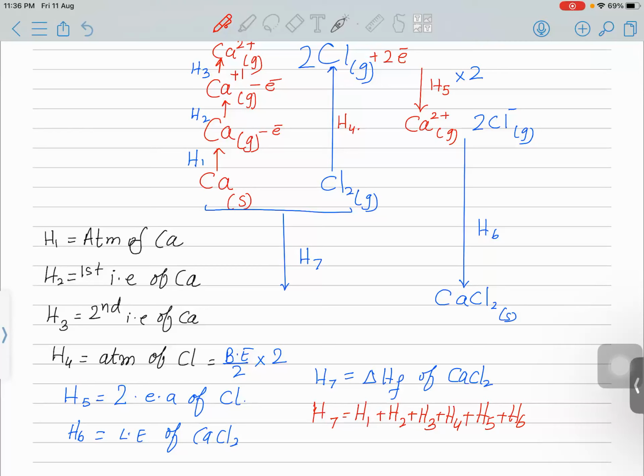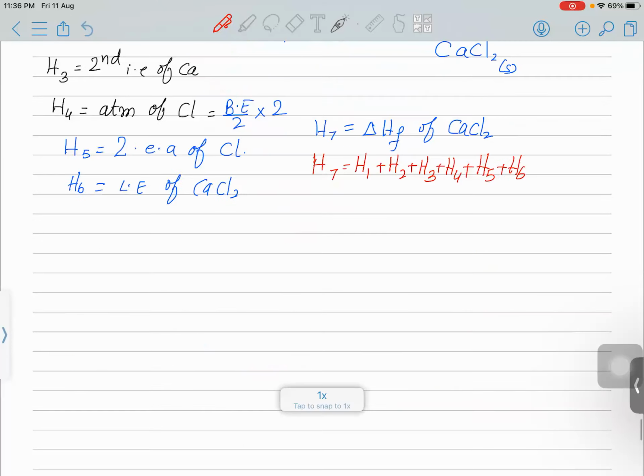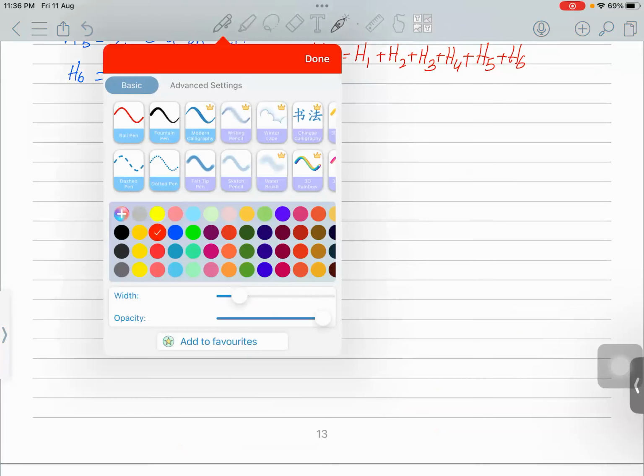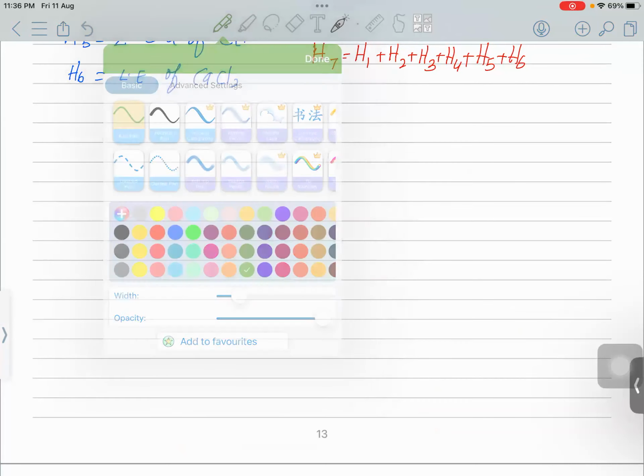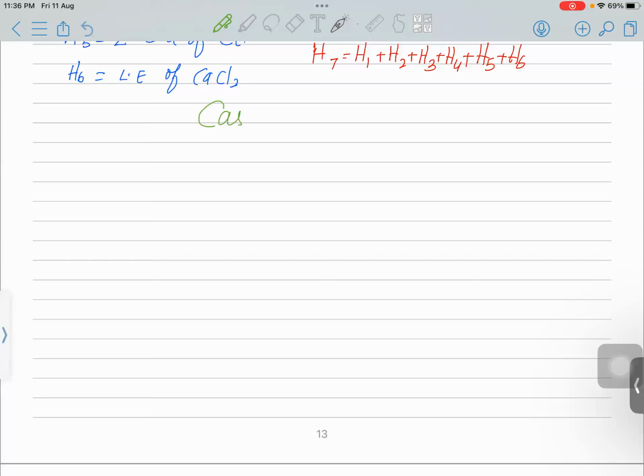Now next is Fahim, case number 3. Group 13 plus group 17. Example is AlCl3. Yes, start, Fahim.